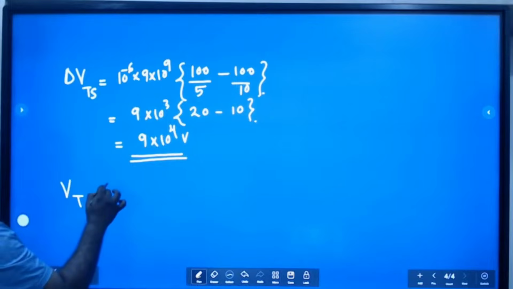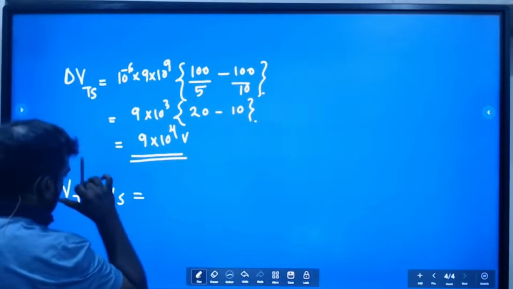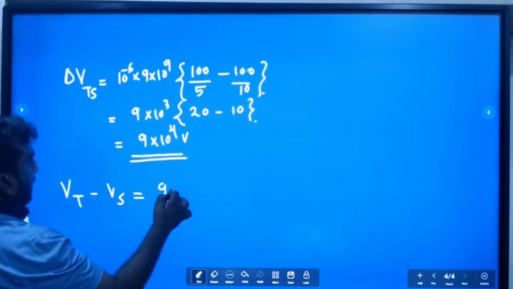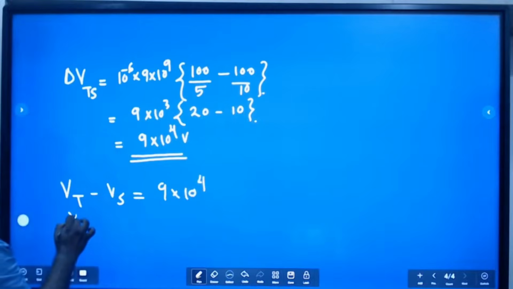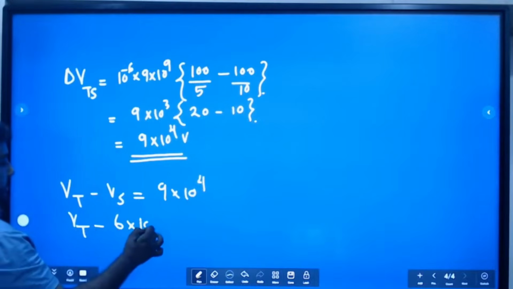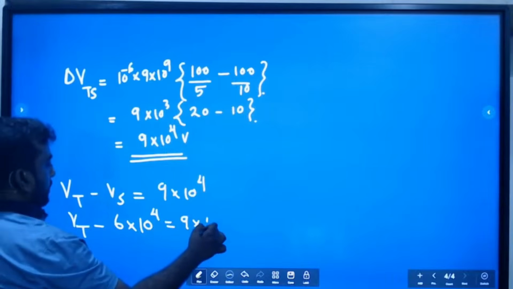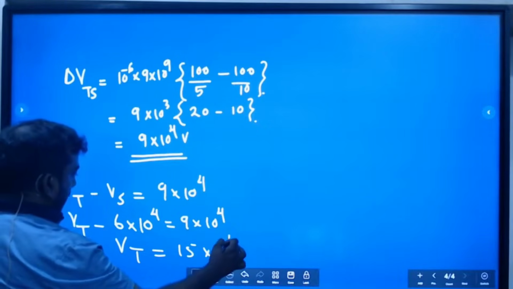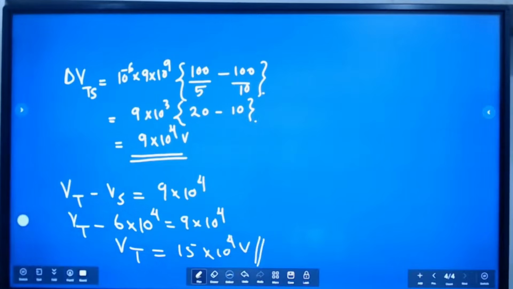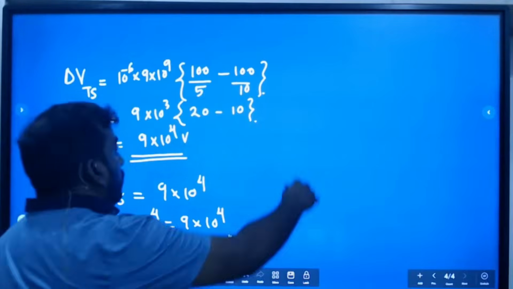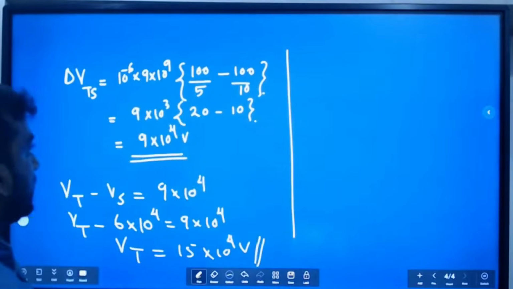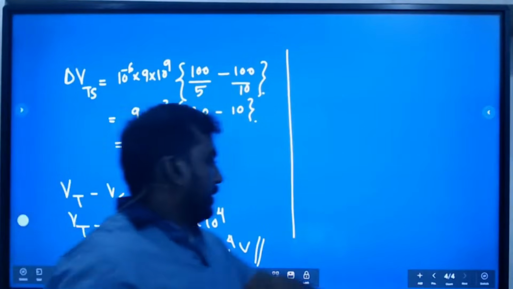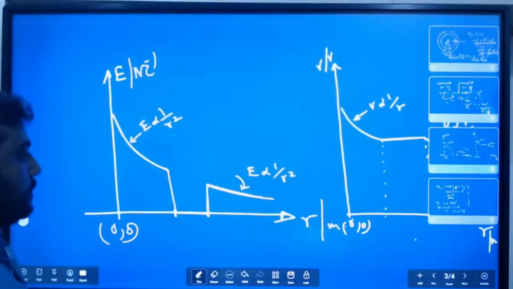The potential difference is Vt minus Vs, that is 9 × 10^4. The potential at S we have found to be 6 × 10^4, remember. From this, the potential at T is going to be 15 × 10^4 volts. Potential difference found, and hence from there the potential. There you go.